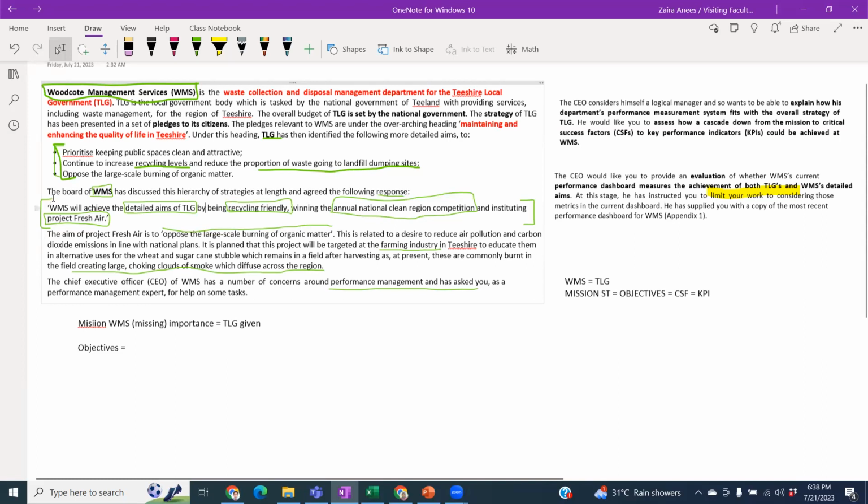What they did is that the board of WMS has discussed this hierarchy of strategies at length and has agreed the following responses. So probably what they have done is they have considered this part of TLG and connected it. They discussed and came up with this point that, okay, fine, we will try to be recycle friendly, and we want to win the competition, and we want to start with a project, right? So this is something which has some boundaries, some deadlines, especially this national competition and project.